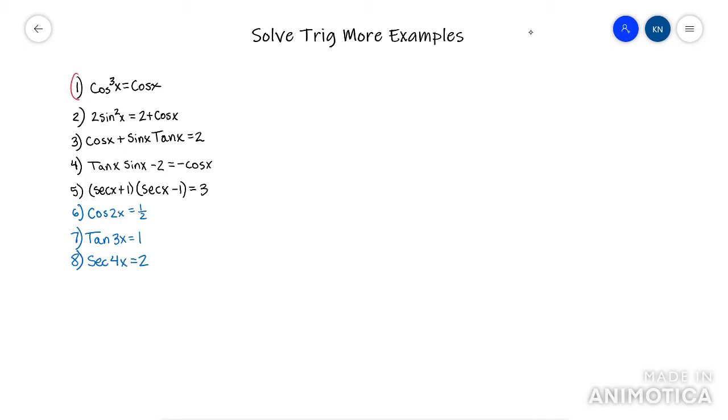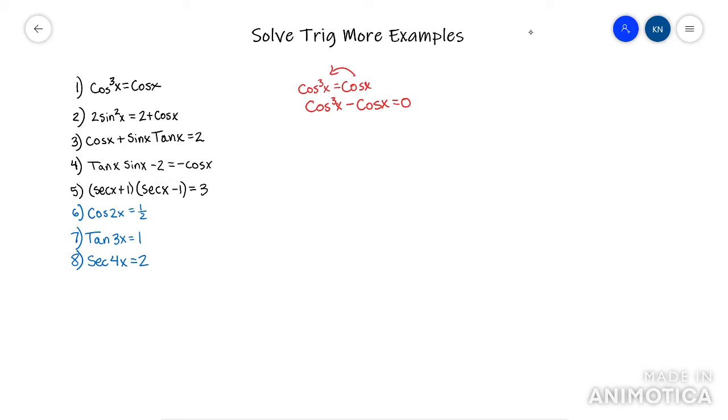I'm on number 1. If I see cosine cubed equals cosine, the same function on opposite sides of the equation, generally the first thing that I'm going to do is get it all to the same side. So that would look like this. I would move this cosine x. So now it equals 0.